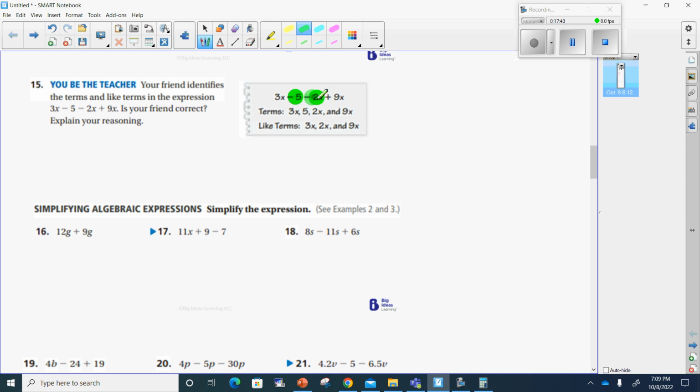-2x also has a negative in front of it, so this is going to be negative as well. So the answer is no.